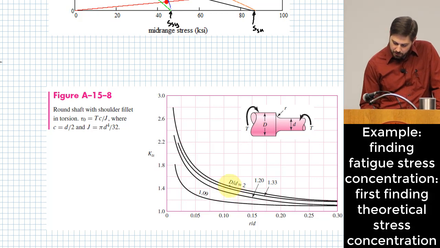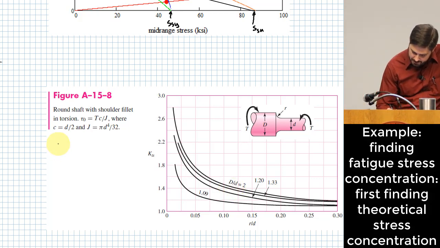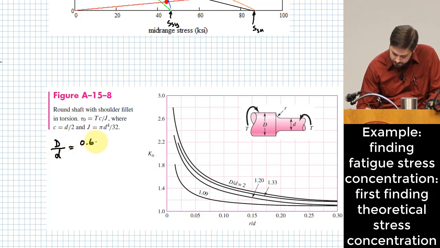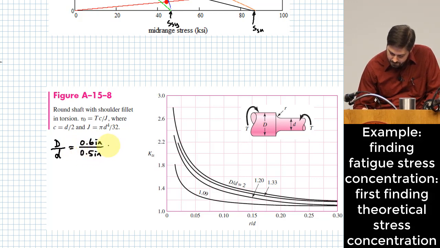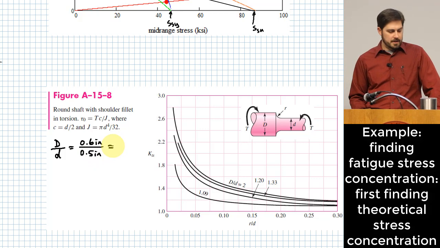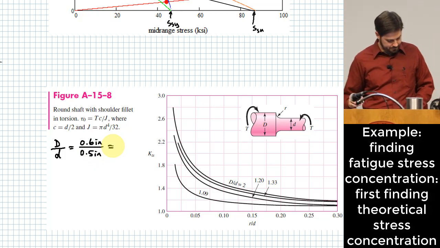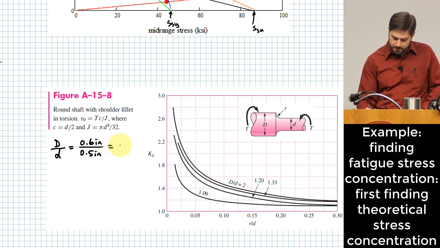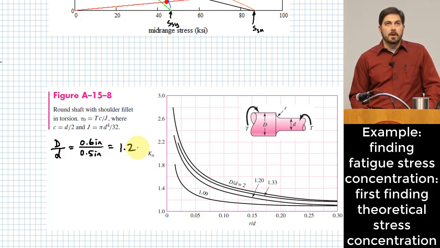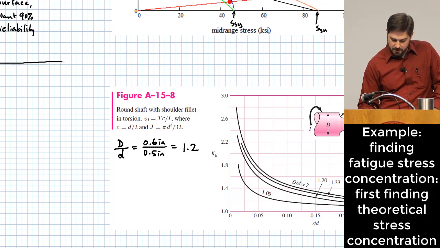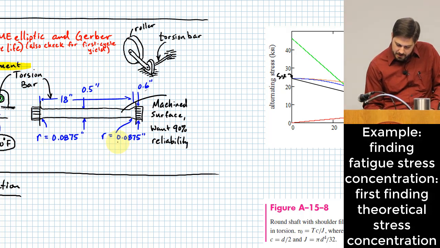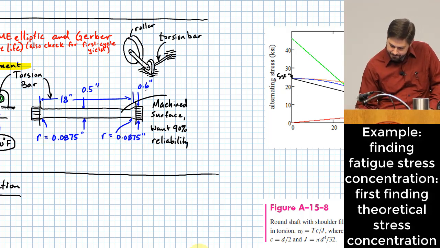Okay, we need to know the ratio of the diameters. All right, and so capital D over lowercase d is 0.6 inches over 0.5 inches. Okay, and what's that? 1.2. All right, then we need to know the radius value so that we can look at the bottom of this chart. Our radius value is 0.0875 inches.